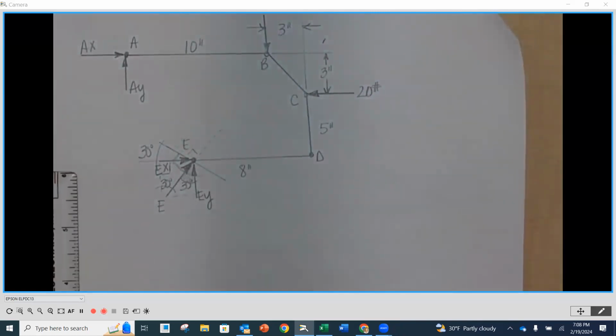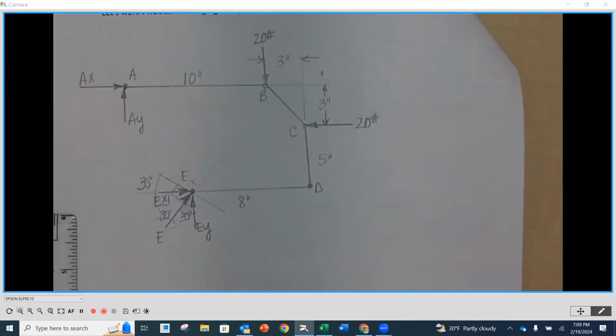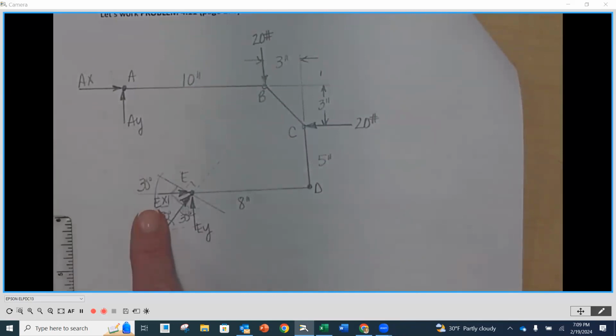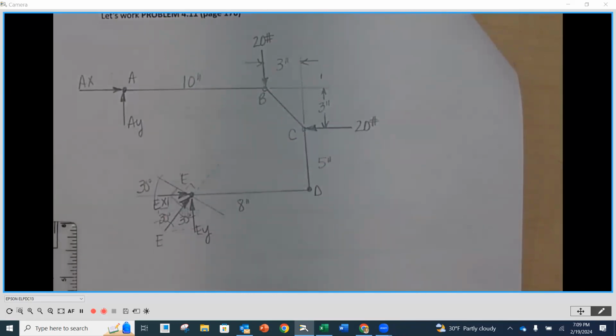Now, because of E, we have to resolve that into its components, right? We don't know what E is, but just think ahead with me for a little bit. If we try to sum our forces in Y, we've got two unknowns, AY and EY. If we try to sum our forces in X, we've got two unknowns, AX and EX.